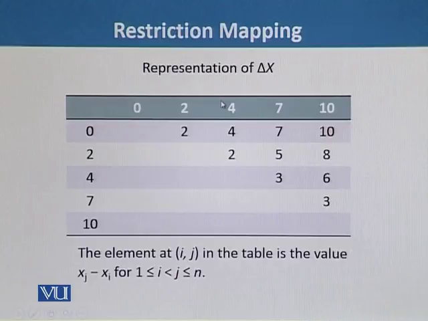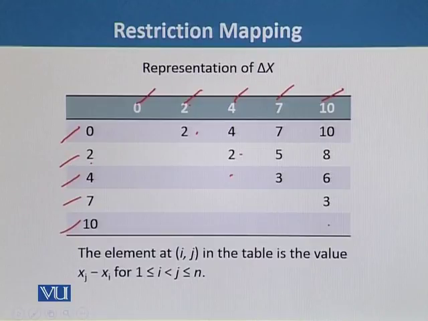We can also draw a table to calculate the same values. For example, we have a set of 5 elements 0, 2, 4, 7 and 10. We can write it in this direction, on the x-axis and y-axis, the same 0, 2, 4, 7 and 10, and then we subtract them from each other. 0 minus 0 is equal to 0, that's why nothing is written here. 2 minus 2 is 0, 4 minus 2 is 2, 4 minus 4 is 0, 7 minus 7 is 0, 10 minus 10 is 0.